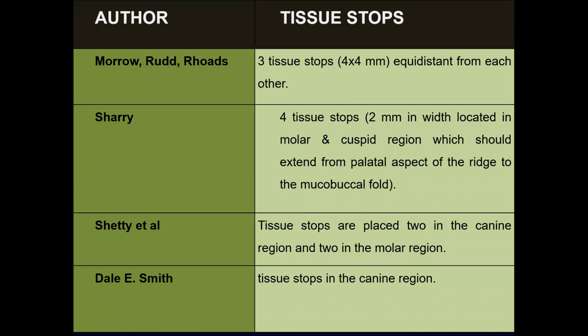So various authors have given various designs of the tissue stops. According to Rudd and Morrow, three tissue stops should be made, 4 by 4 mm, equidistant from each other. According to Sherry, 4 tissue stops must be made, 2 mm in width, located at molar and canine region. They should extend from the palatal aspect of the ridge to the mucobuccal fold. According to Shetty, tissue stops should be placed 2 in the canine region, 2 in the molar region, and according to Dale E. Smith, tissue stops must be made in the canine region.